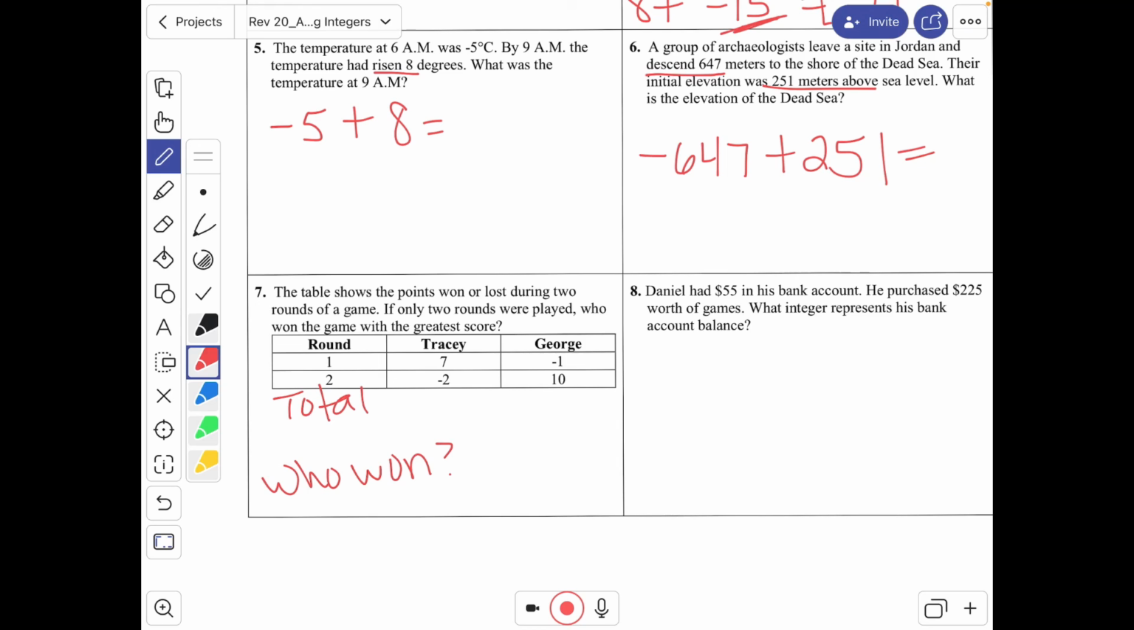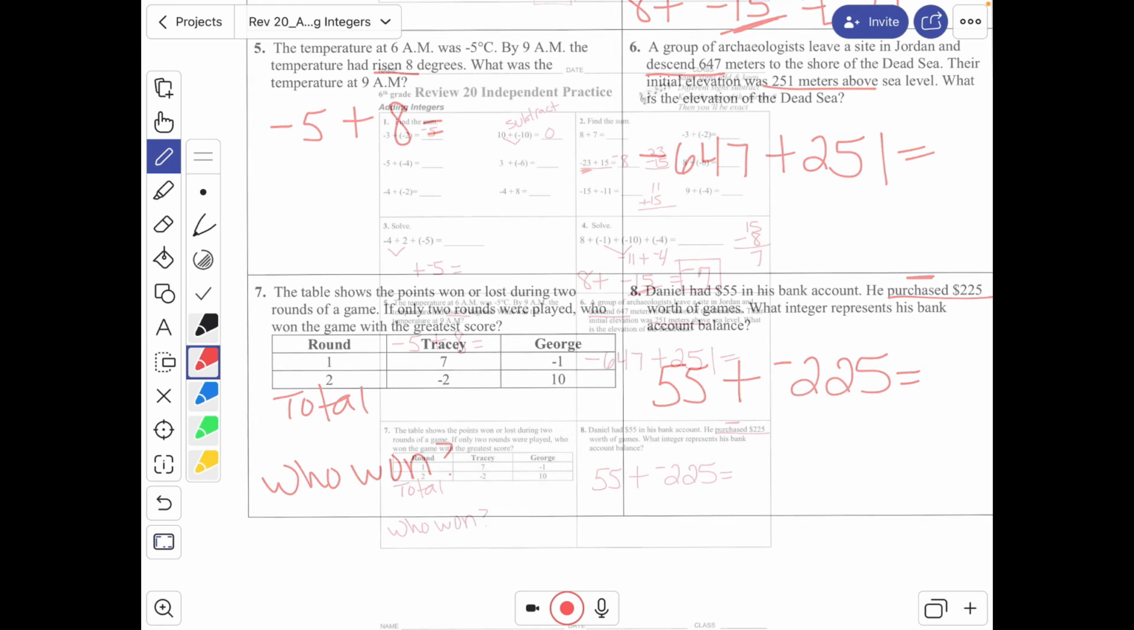Number 8, Daniel had $55 in his bank account. He purchased $225 worth of games. What integer represents his bank account? Daniel's not making very good decisions. He only had $55. That's positive. Plus, he purchased $225. If you purchase something, that's negative. So what's the balance in Daniel's bank account?